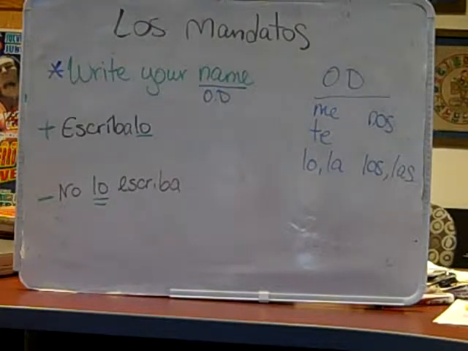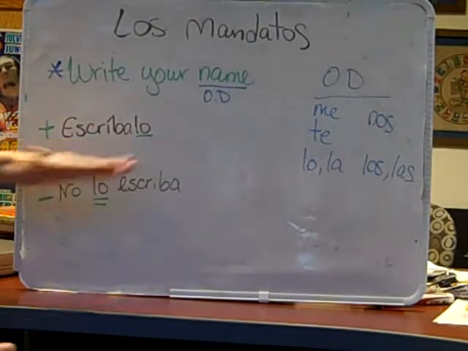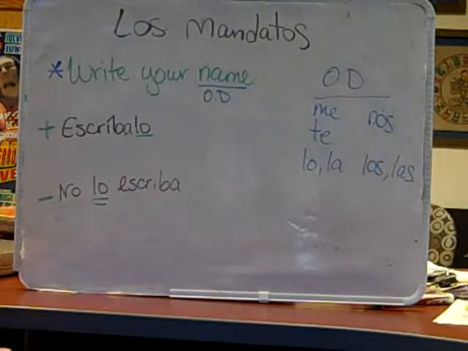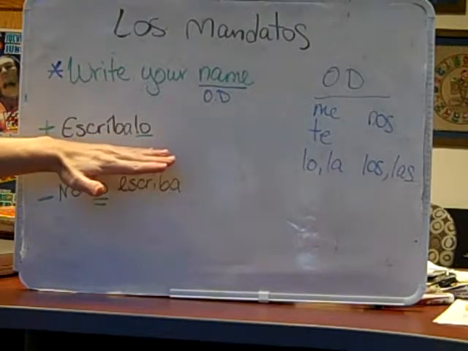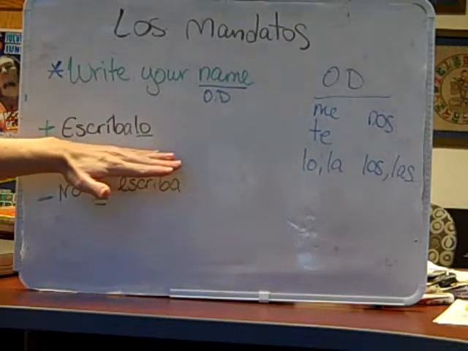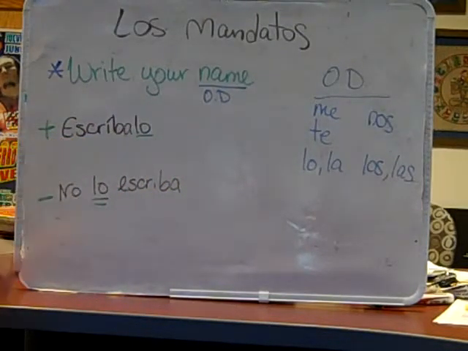singular, masculine. And when it is a positive, we're saying do something, then we stick it all together and it actually looks like one word. There's no space. So it becomes escríbalo, write it. When we stick it together like that and it becomes one word, generally we have an accent mark.